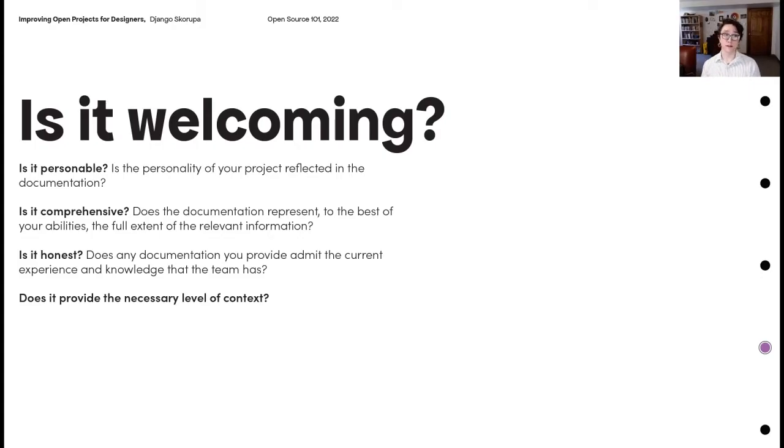And is it honest? If you don't have much information, state it, please. Does the documentation that you provide admit your current experience? Does it admit the current knowledge that you have? If you don't know anything, say it. Because someone who's entering into a project with you will go in there knowing that you don't know anything. They're not going to treat you like a moron. They're not going to treat you like an asshole.